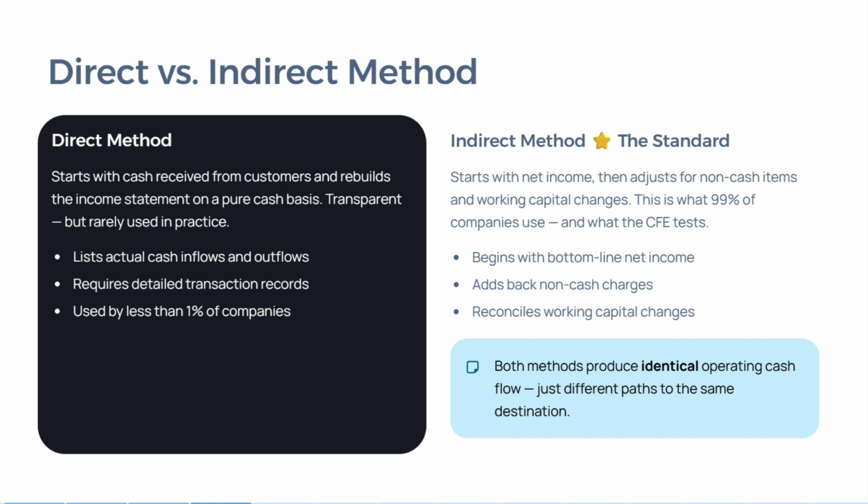You start with bottom-line net income, add back non-cash expenses like depreciation, and reconcile changes in working capital accounts. Here is the key rule to remember. Both methods produce the exact same total operating cash flow. They are simply 2 different paths to the exact same destination.